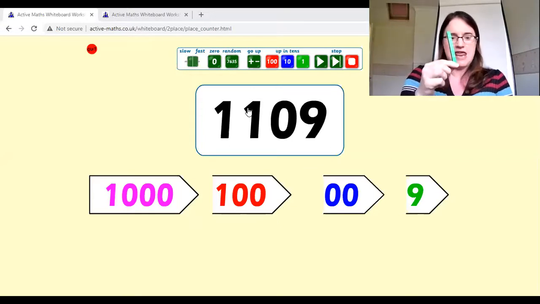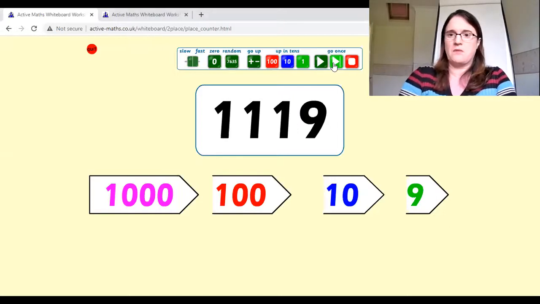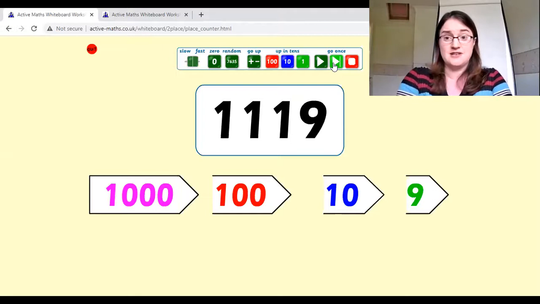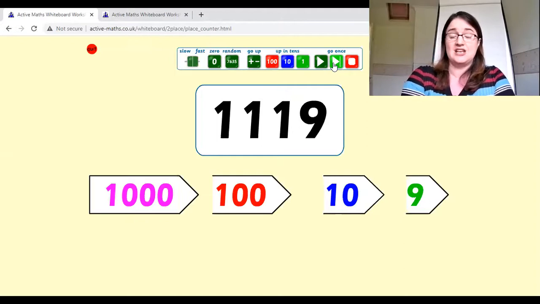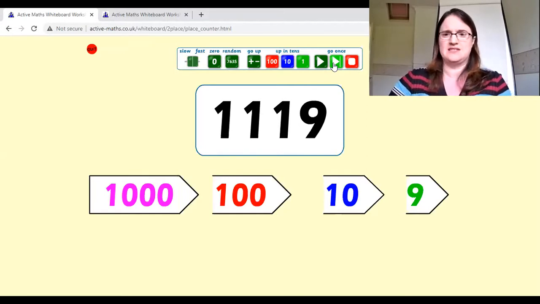I'm just putting a 10 in, and these aren't changing either. So you can see when I add 10 to it, it becomes 1,119. So the thousands number hasn't changed, the hundreds number hasn't changed, and the units number hasn't changed. The only digit that's changed is the tens, because we put a 10 in. So what would the next number be in the sequence?